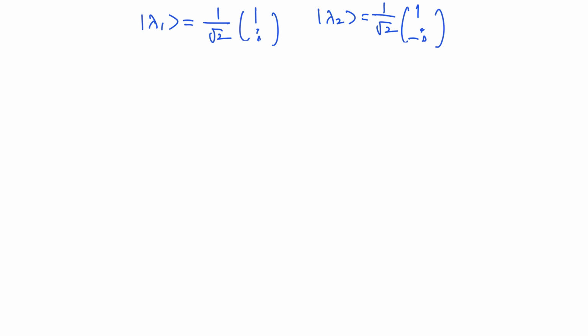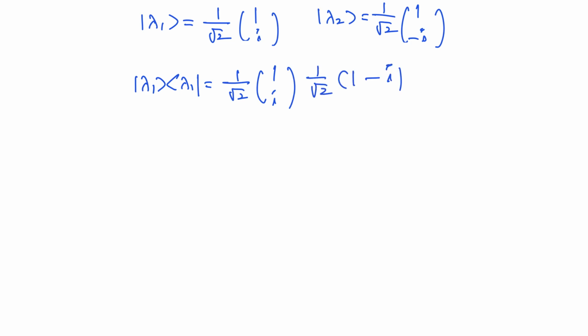So we have lambda 1, 1 over square root of 2, (1, i), and lambda 2, 1 over square root of 2, (1, minus i). Of course, lambda 1 and lambda 2 are also normal to each other, but I don't have to show that. Lambda 1 outer product: 1 over 2 times (1, i) and (1, minus i), right? So that is 1 half, (1, minus i; i, 1).